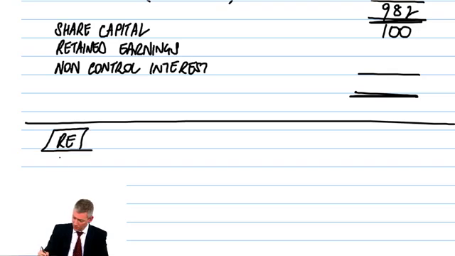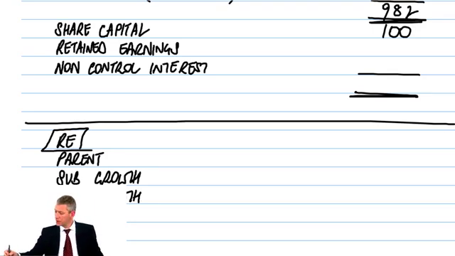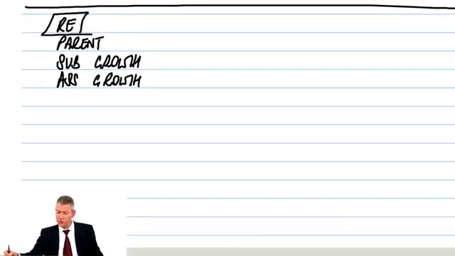So RE: parent, sub growth, associate growth. Like that. So what are the profits in the parent balance sheet as at the year end? Should we go and check that out? I think that's probably behind my head actually. I'll just bring that up.